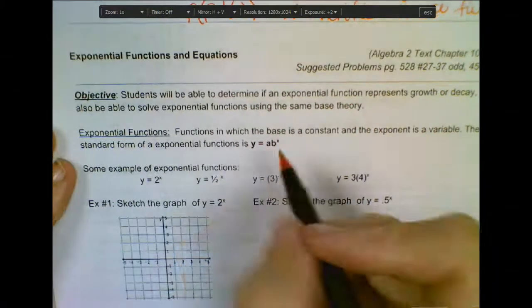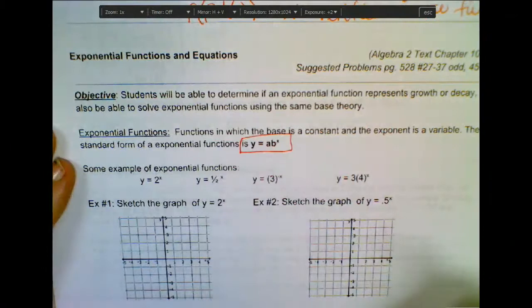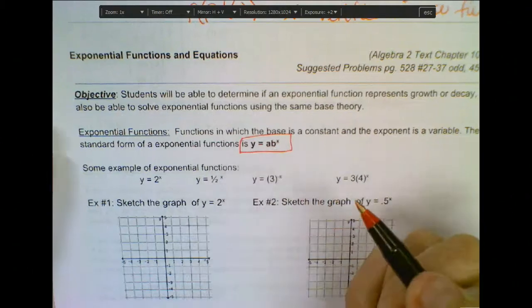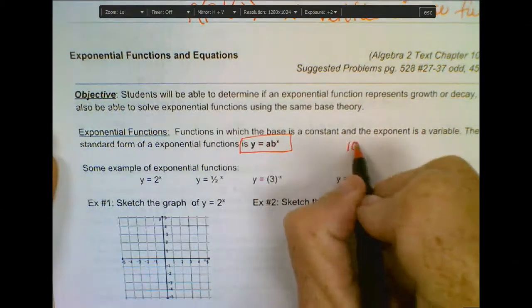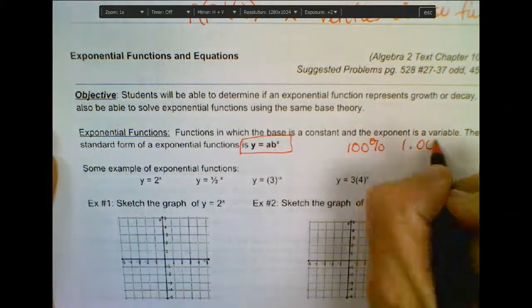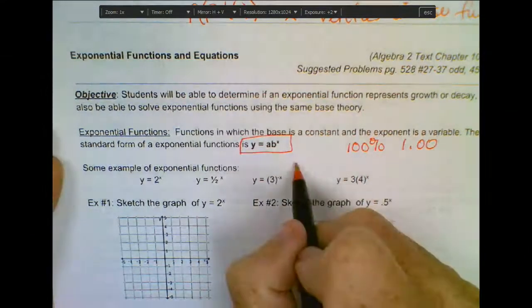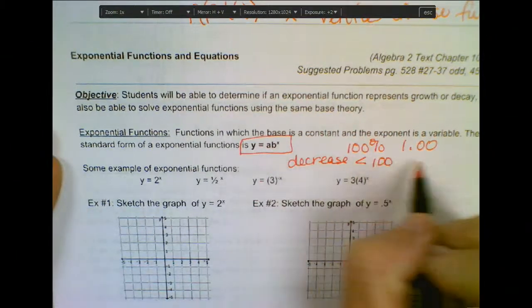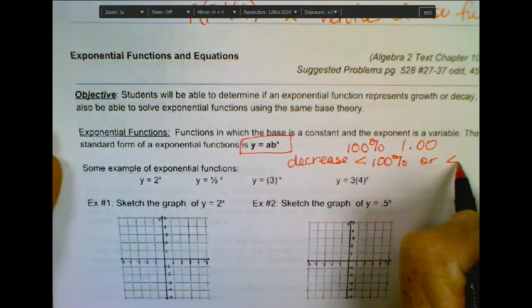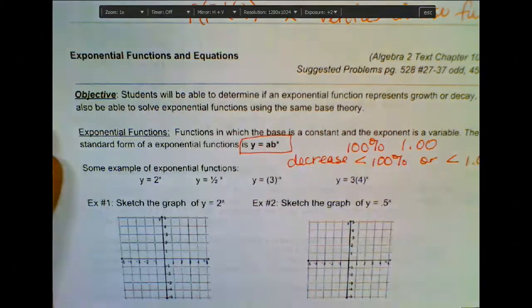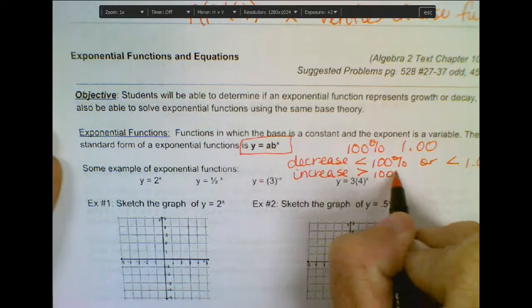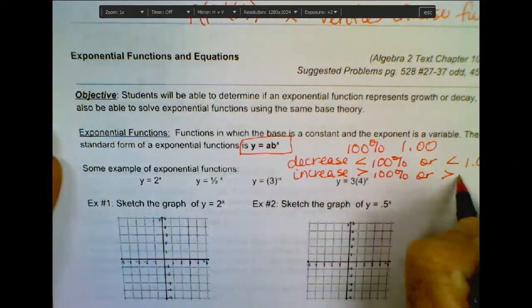So for exponential functions, the standard form of an exponential function is y equals ab to the x power, where b is the amount that's being changed, x is your exponent, and a is any coefficient that's out in front. So we need to remember that if something is 100%, that is 1.00. So if something is decreasing, it's going to be less than 100% or less than 1.00. If it is increasing, it's going to be greater than 100% or greater than 1.00.